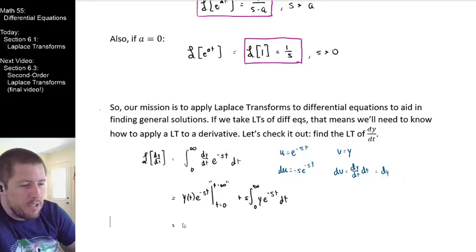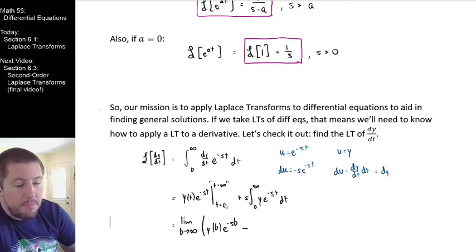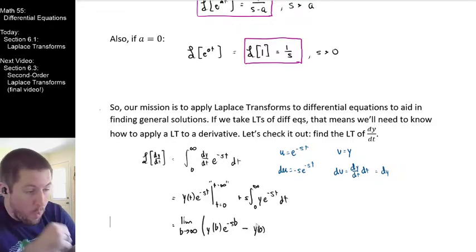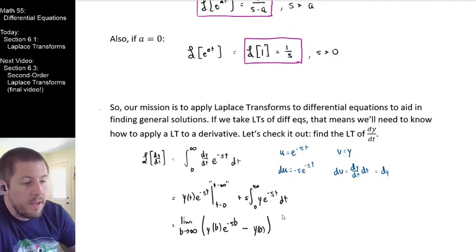This one looks to me like this should be the limit as b goes to infinity of, let's see here. We want to go to this b as our upper bound right there. So this is going to be y of b e to the negative sb. That's plugging in infinity. Minus, I want to be plugging in 0. So that's going to give me y of 0, and then e to the negative 0 is just going to give me 1. So I think I can just leave that as y of 0 right there.